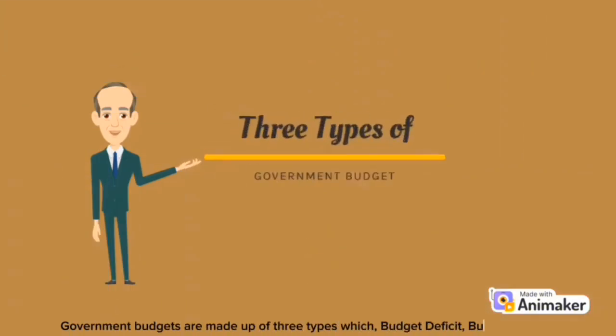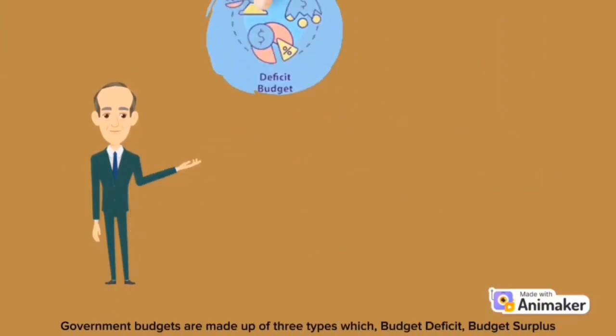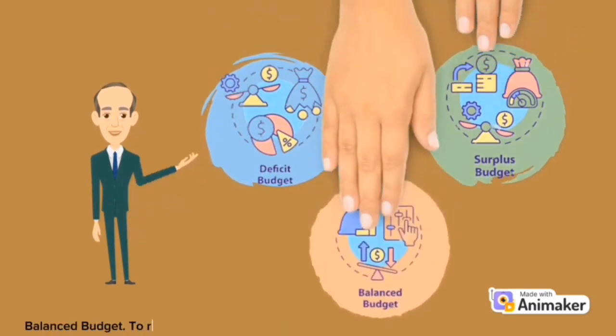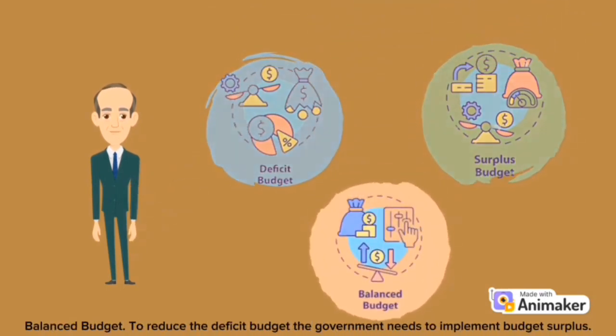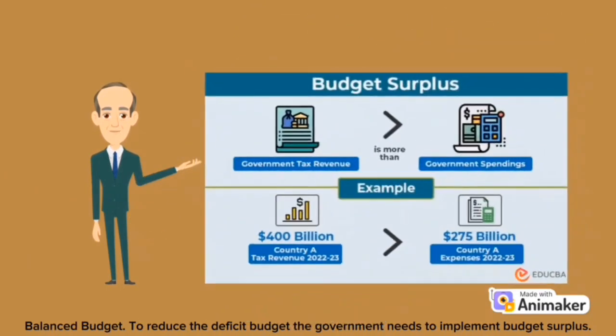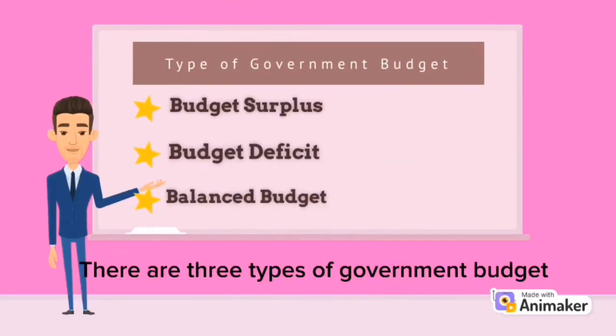Government budgets are made up of three types: budget deficit, budget surplus, and balanced budget. To reduce the deficit budget, the government needs to implement budget surplus. There are three types of government budget.